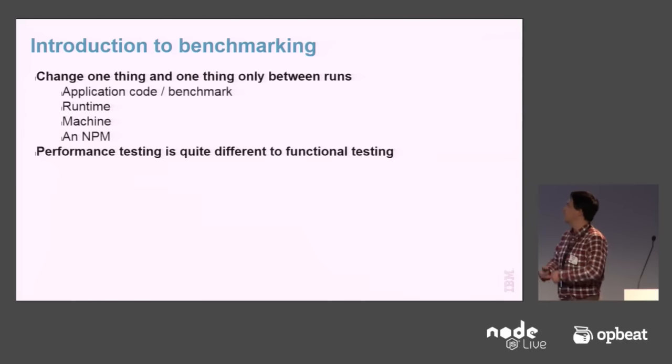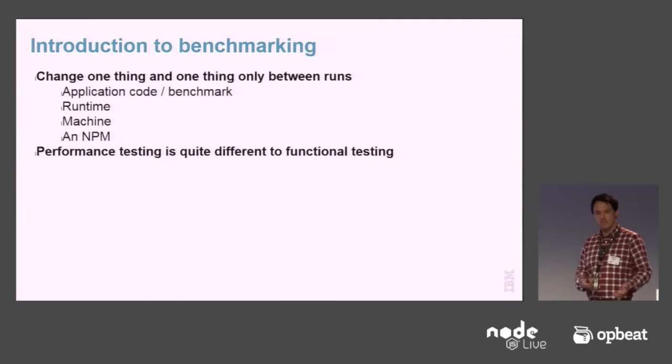out the performance of. So if you've just gone and checked in a new copy of your application code and you're wanting to know does it perform as well or better than what it was doing previously, you'll be keeping everything else the same. So you'll be running on the same version of Node, same machine, using the same set of NPMs, same versions of those modules as well, and just be changing your application code.